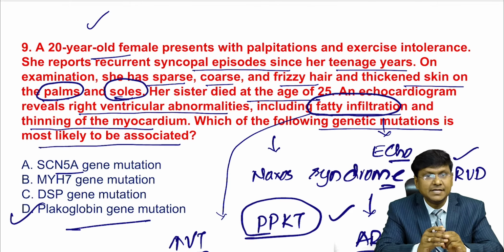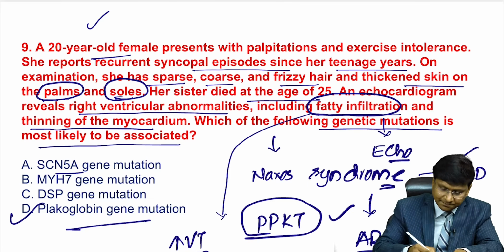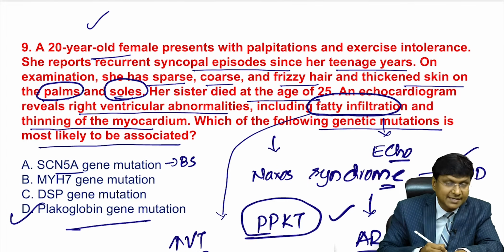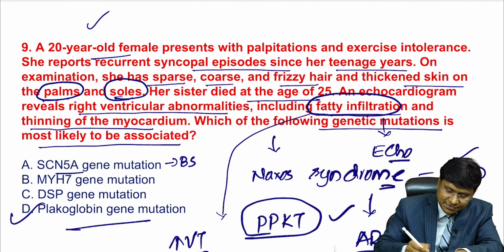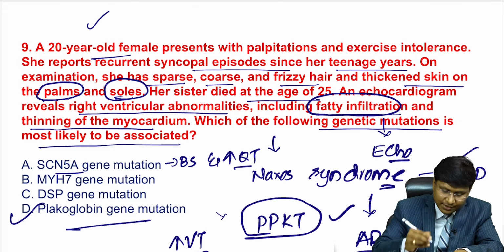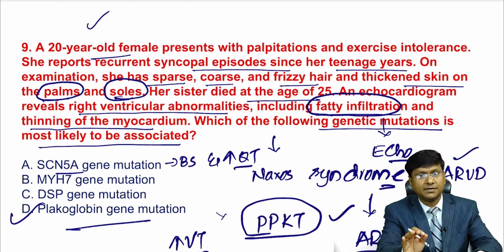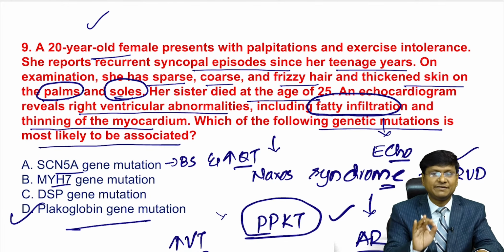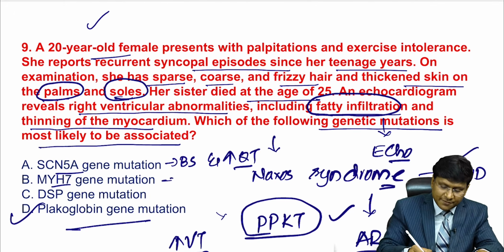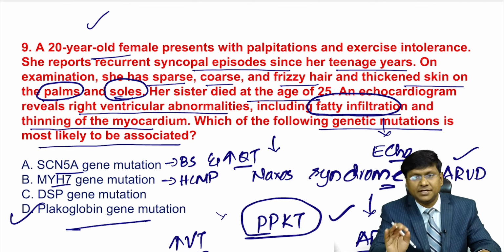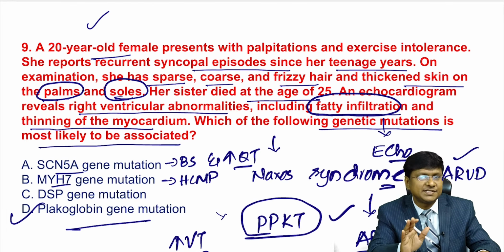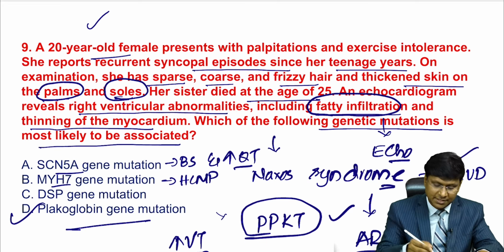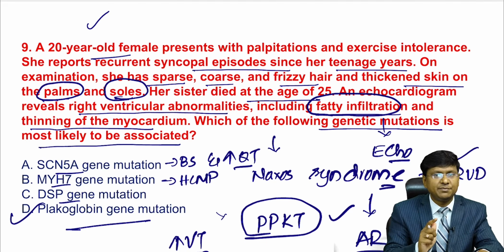Whereas if you take the first option, that is SCN5A gene mutation, this is observed in Brugada syndrome and in long QT syndrome. So in case of long QT and Brugada, you will have SCN5A gene mutation. Whereas the MYH7 gene mutation is associated with hypertrophic cardiomyopathy, which is not consistent with the clinical presentation of Naxos syndrome.